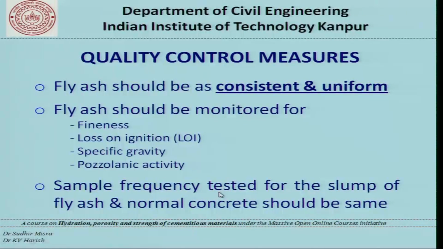When we say sample frequency, we are talking about the number of samples that are tested for fly ash concrete or normal concrete. So both will be approximately the same, primarily because whatever frequency is required for normal concrete, that much is also required for fly ash. That means some variability always exists when using fly ash, and it is for this reason the sample frequency or number of samples tested for slump or any other property should be similar to that of normal concrete.